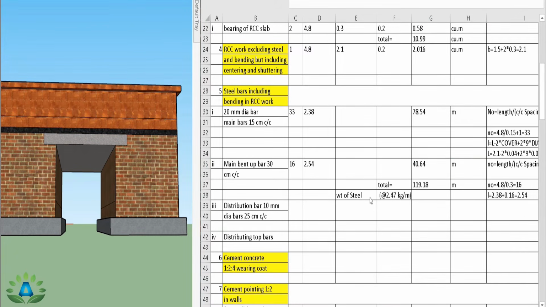And we assume that the weight of these main steel bars is 2.47 kg per meter. So our total weight of the steel is 119.18 into 2.47. So we get the total weight 294.375 kg.